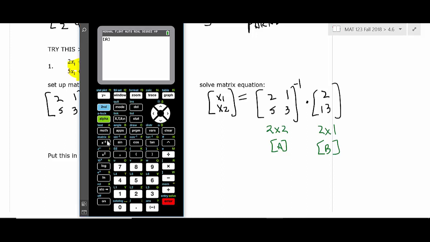Then do the x^-1 key. This x^-1 key is where you do the inverse. So it's going to do the inverse for you. And then we can do times matrix B like this. Okay, just highlight B and do that. That's what you ultimately want to get on your calculator.